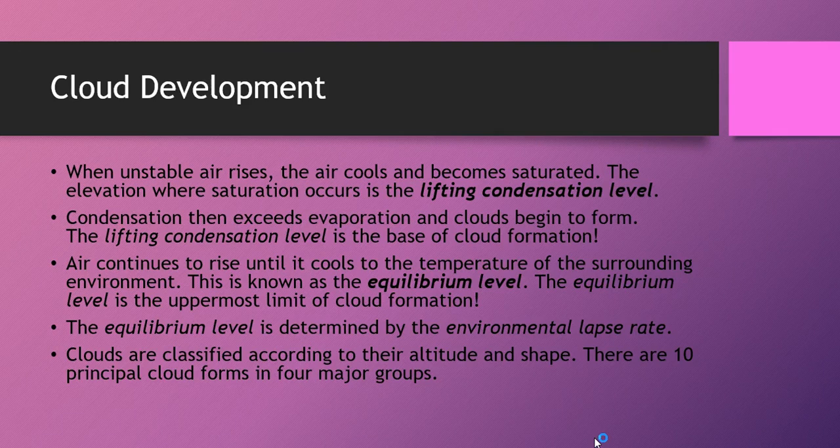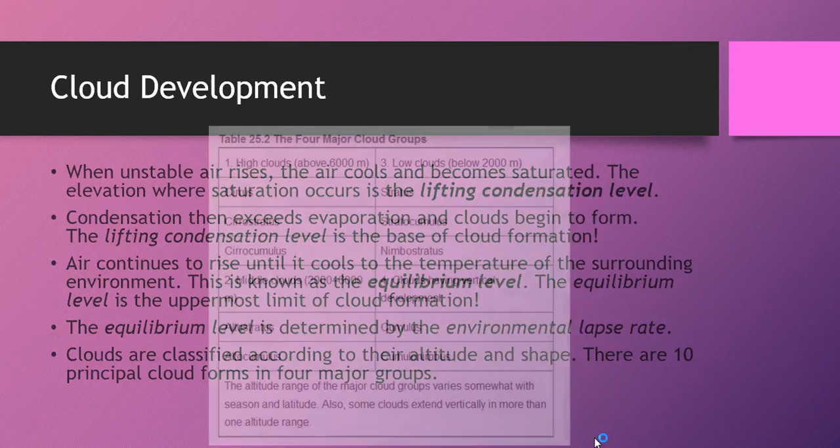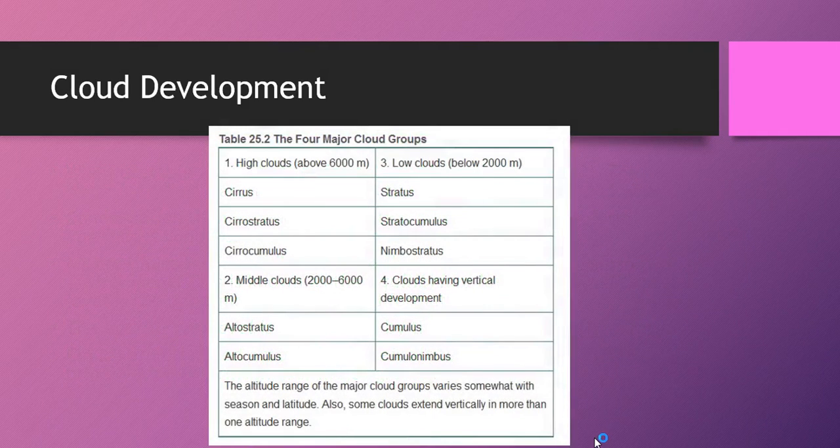In terms of clouds in general, we classify them according to their altitude and their shape. There are 10 principal forms of cloud types in 4 different major groups. So here you can see the 10 different cloud types, and we're going to talk about each of these in a little bit more detail. But notice that we have high clouds, middle clouds, and low clouds, and those are all related to their height, where they form. And then we have clouds that have vertical development, clouds that form vertically.